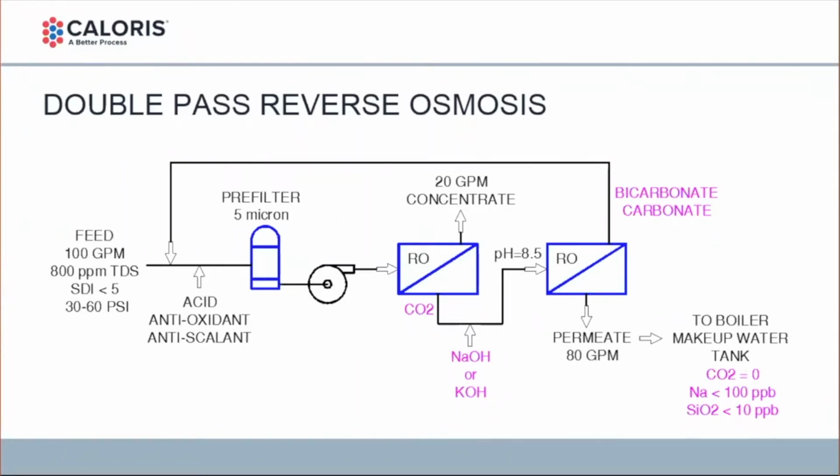You'll run that back to the feed side of the first RO, and the second pass permeate is going to give you much better quality water, with CO2 of basically 0. It's going to have a sodium of less than 100 ppb and silica of about 10 ppb. And usually this operation is for high pressure boilers, and this will be excellent feed quality in front of a DI system if you needed purified water.